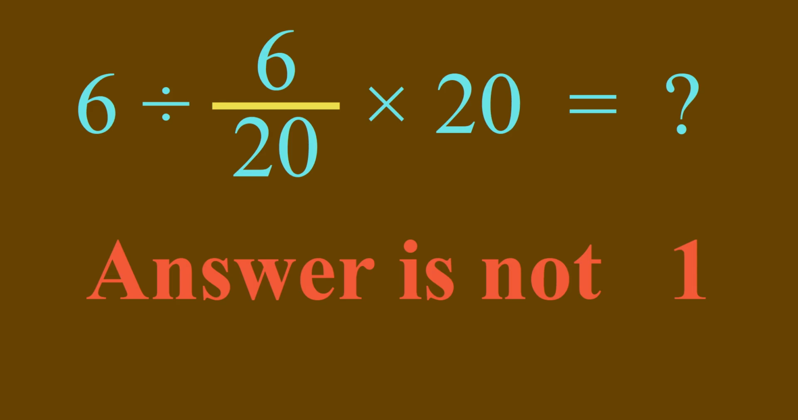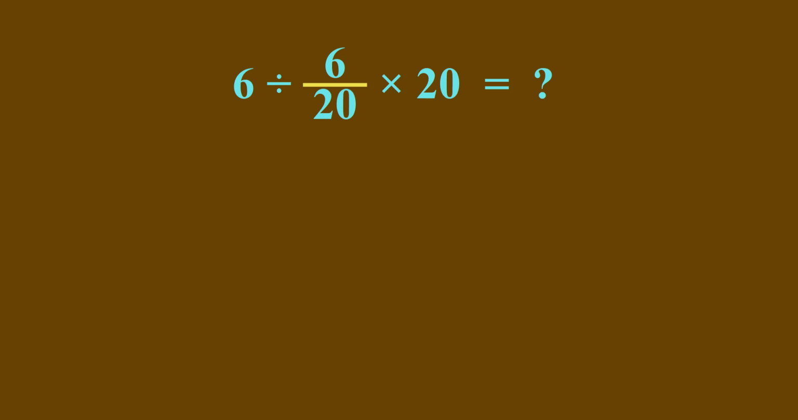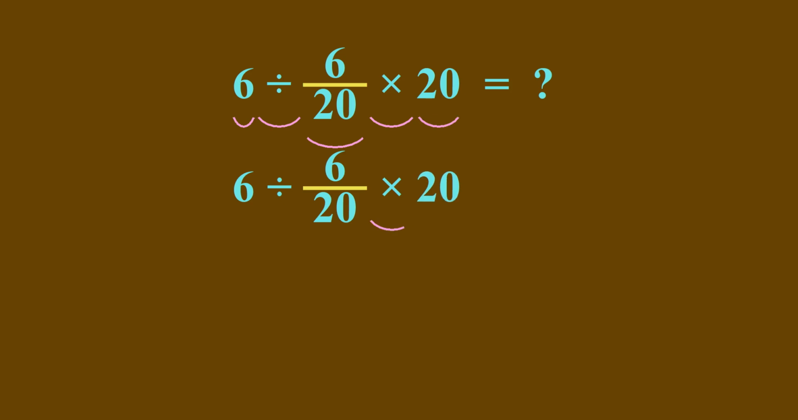In today's walkthrough, our goal is to determine the numerical value of this statement. 6 divided by 6 over 20, then times 20. First we do this multiplication. 6 over 20 times 20. We can easily cancel this 20 and this 20. So here we have this 6 only, and 6 divided by 6 equals 1.